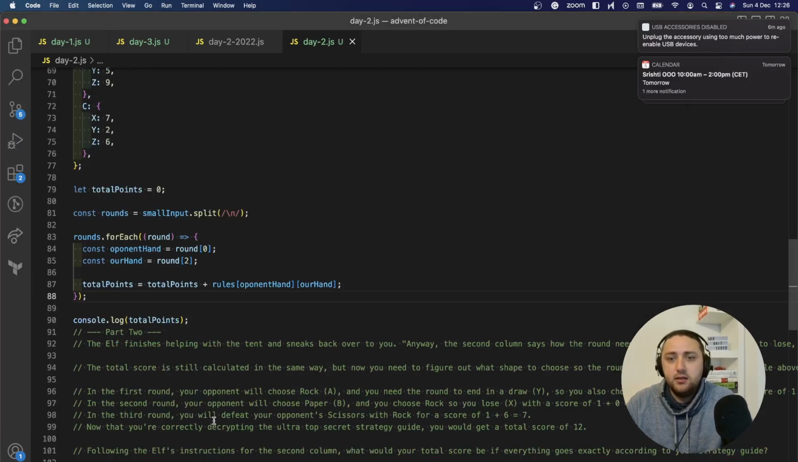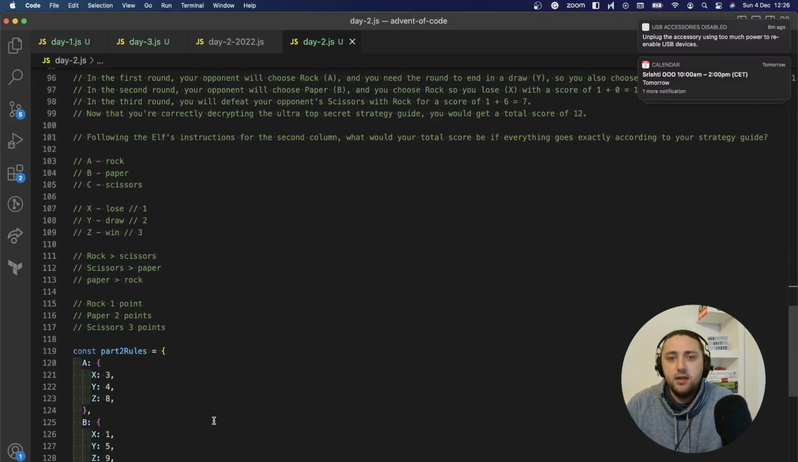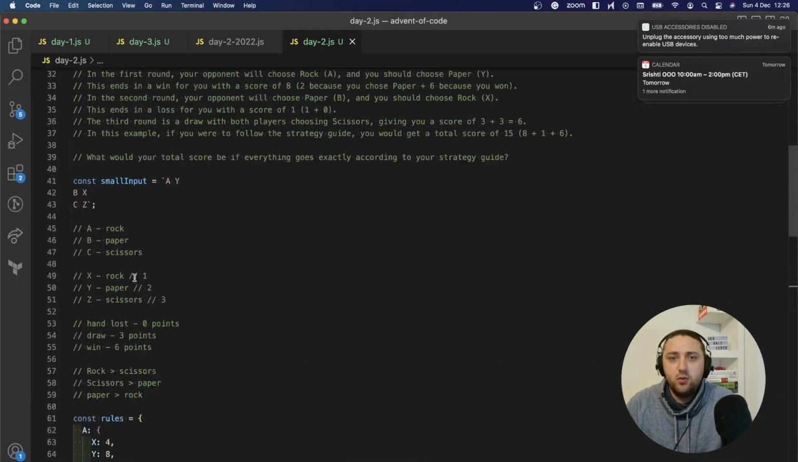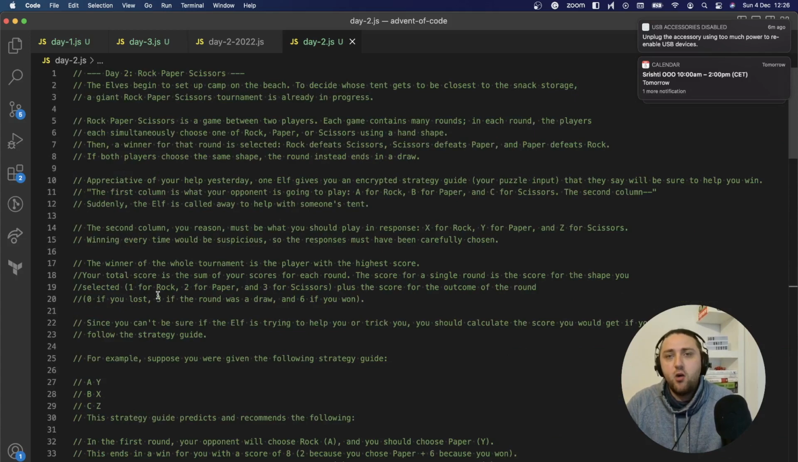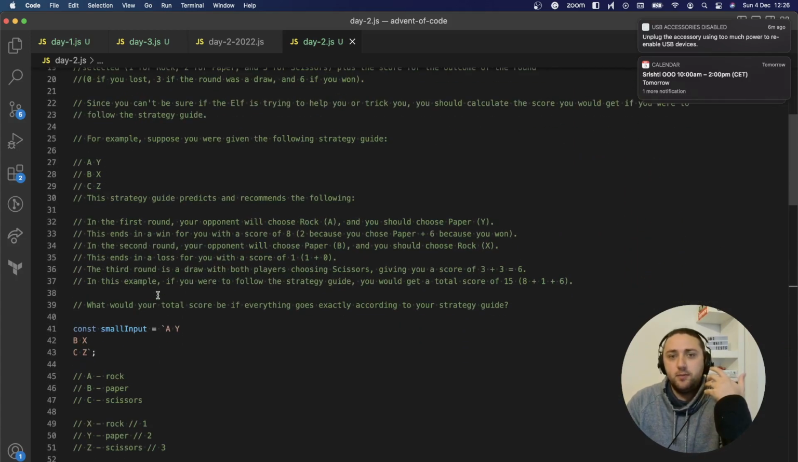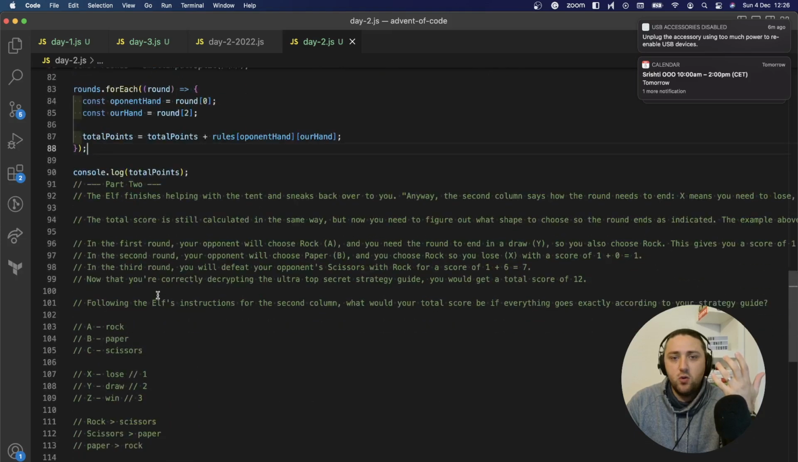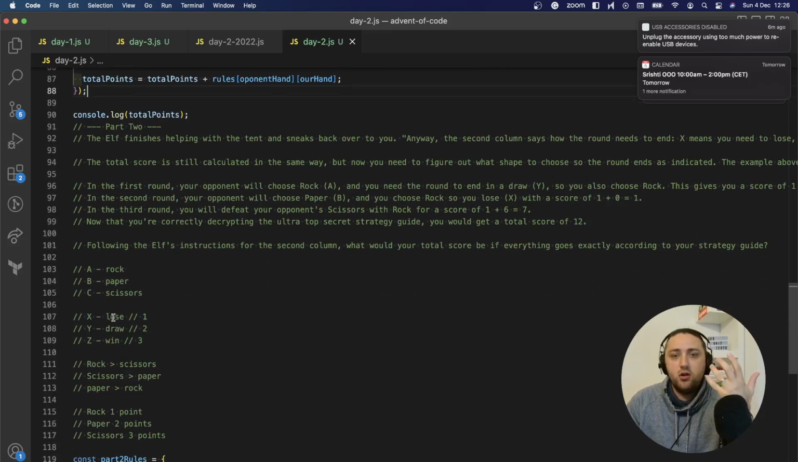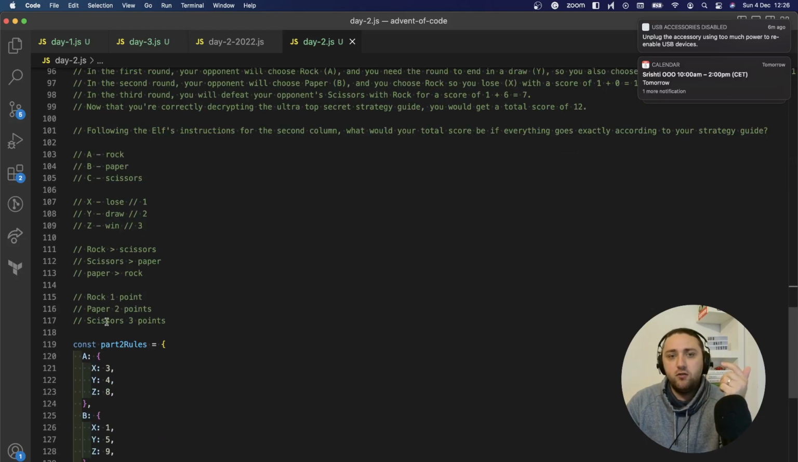So in the second part, they decide that the second column is not actually what you're supposed to play, but how you are supposed to finish the round. So X, Y, Z is no longer rock, paper, scissors, but it's lose, draw, and win. So you have to take the points into consideration. So for example, when you have AX, that means X you have to lose, and who loses against rock? That is scissors. So it's 0 points for the loss, but 3 points because you chose scissors.